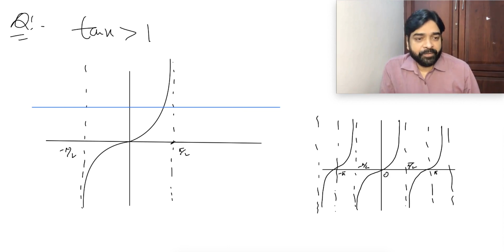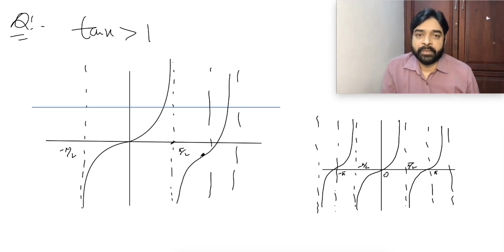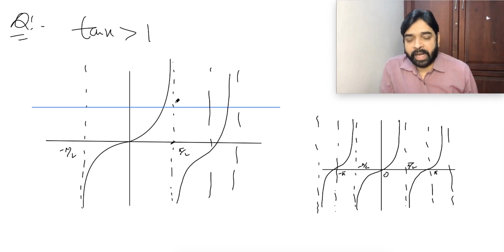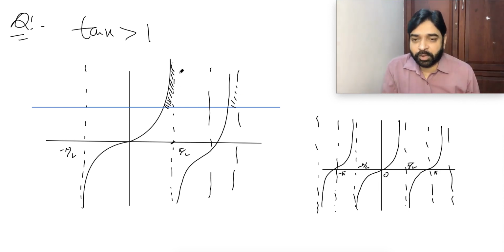See, if you draw the graph further, what will happen? The next portion of the graph will go which way? And so on. So tan x should be greater than 1 means this portion is coming. Yes or no? Many other portions, infinitely many, will come, but the nearest to the origin is this portion. That means this point will be what? When tan x is 1, that is pi by 4.